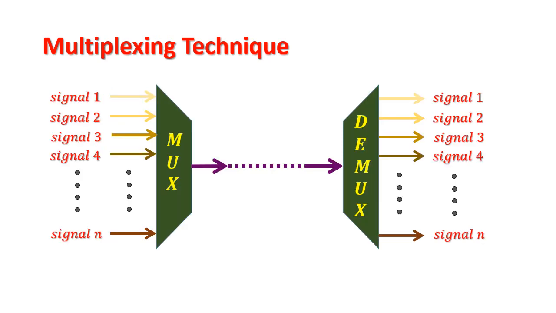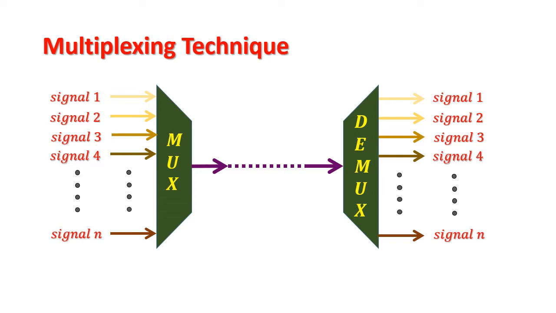This illustrates the multiplexing technique. For example, we have signal 1, signal 2, signal 3, up to signal n number of signals. It will all pass through a MUX. This is short for multiplexer. A multiplexer is a circuit that combines several signals, and its output is a single signal that comprises all the information of all the signals in its input.